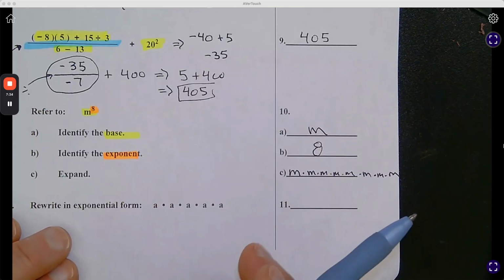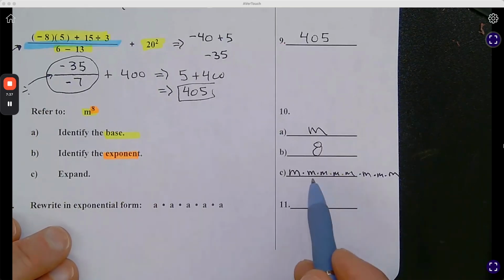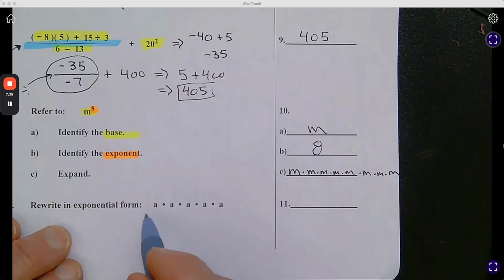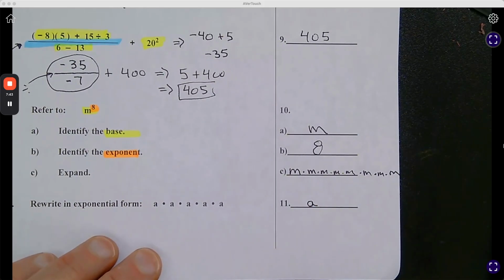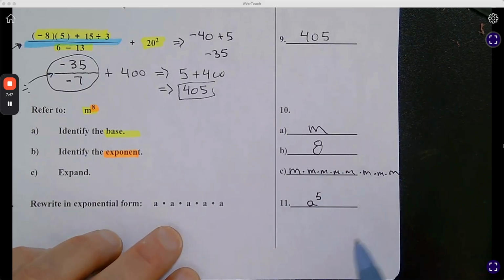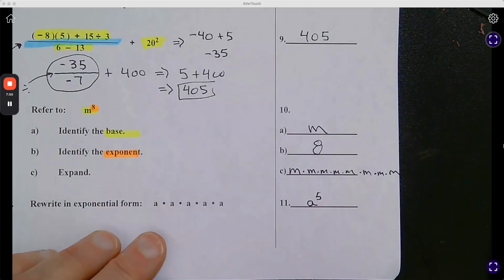Now you're going to put it in exponential form. That means you're going to go from there to there. So notice your base is a. And now how many a's are you multiplying together? 1, 2, 3, 4, 5. So the exponent is how many a's are being multiplied together. Let's go. Let's turn it over to number 12.